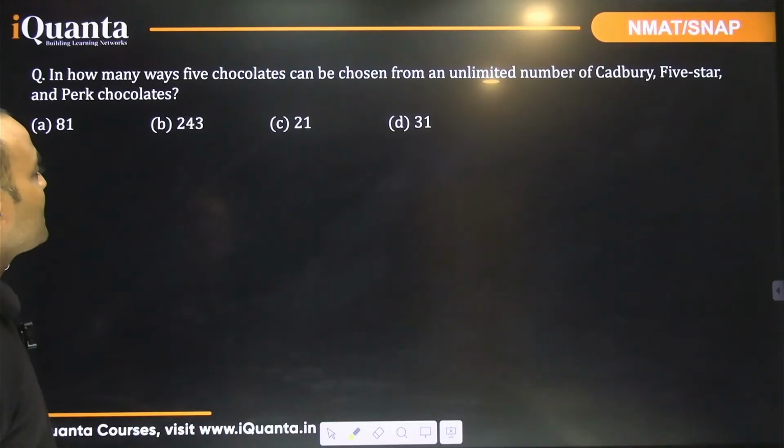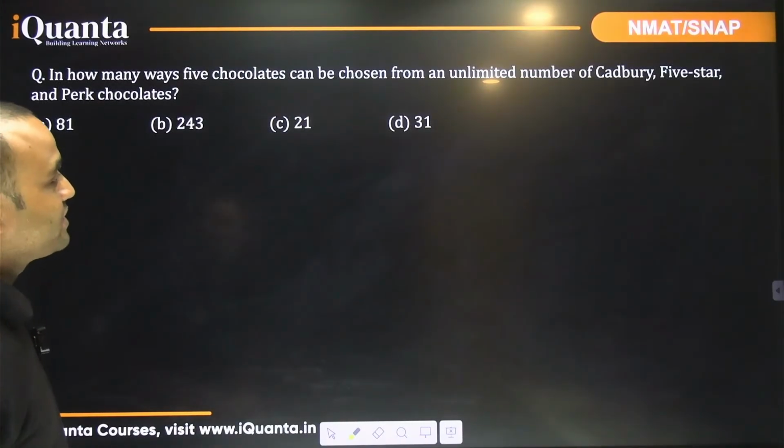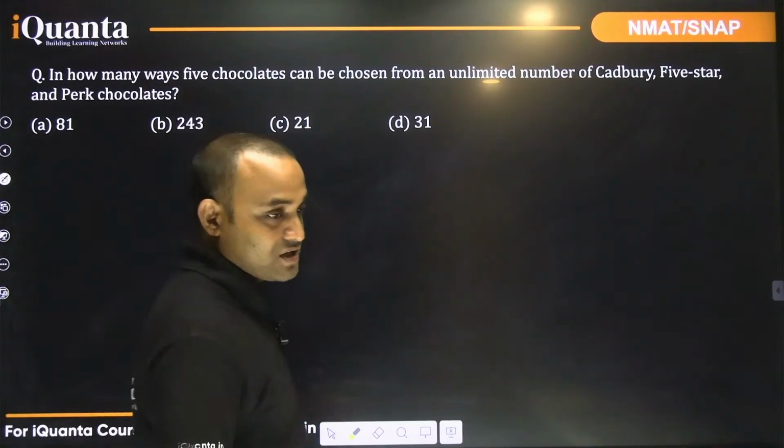In how many ways can 5 chocolates be chosen from an unlimited number of Cadbury, 5-star and pouch chocolates?